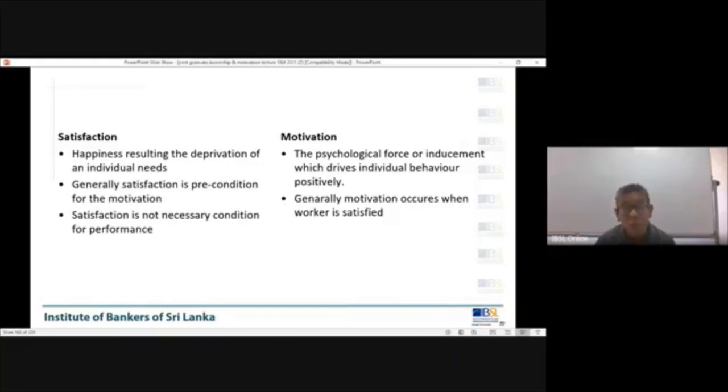So, in order to have motivation, satisfaction is a precondition for motivation. First, you need to satisfy, then only you go for motivation. And remember, satisfaction is not necessarily a condition for performance. Just because you are satisfied, you cannot say it is a condition for performance.